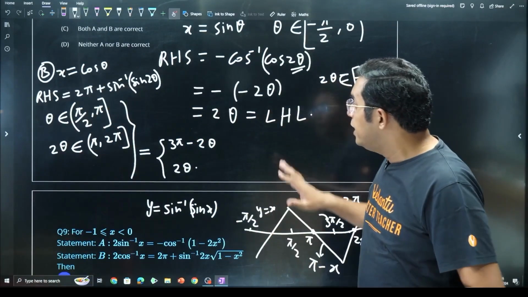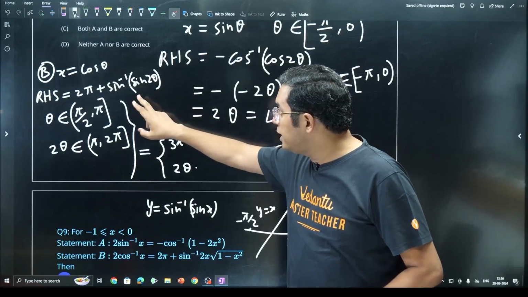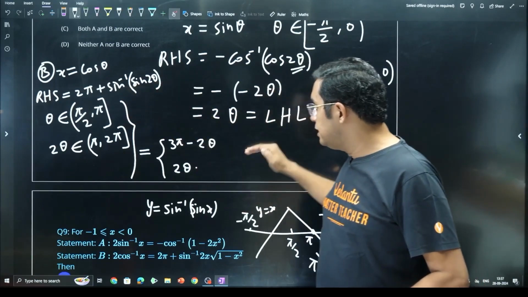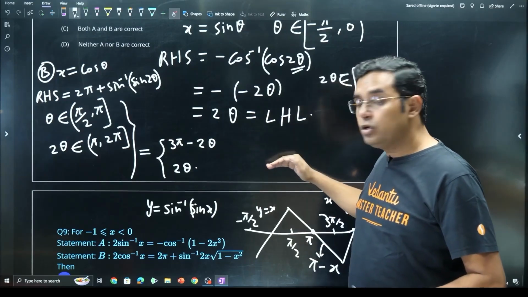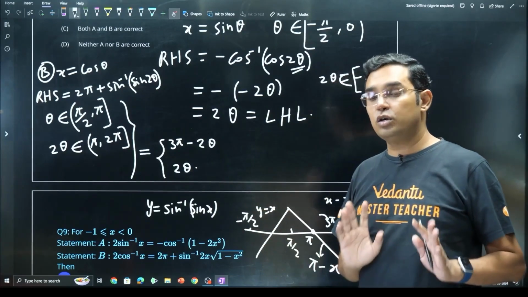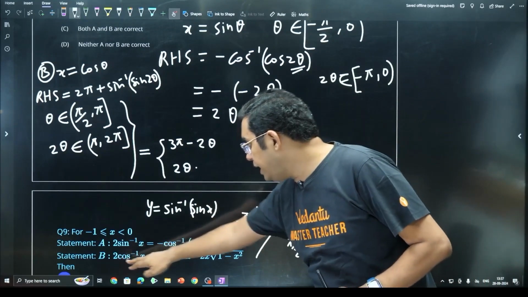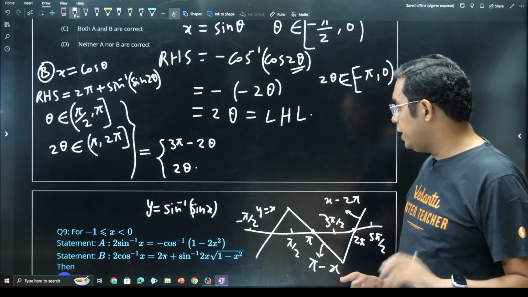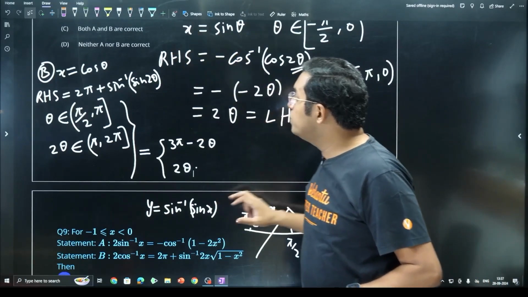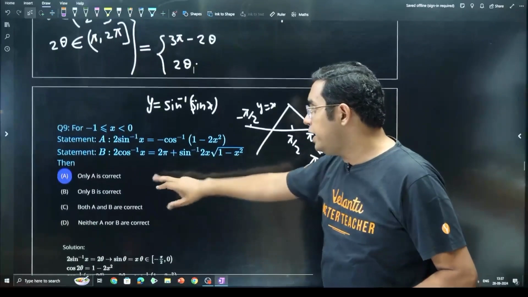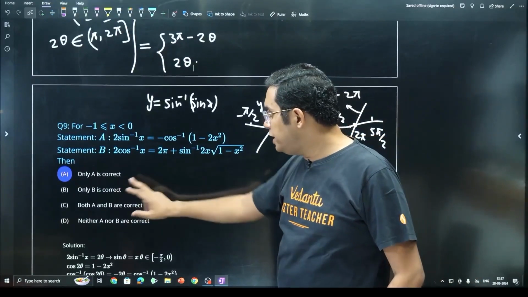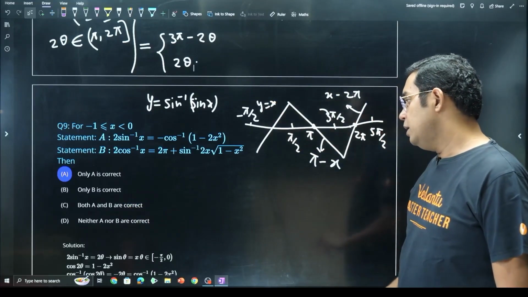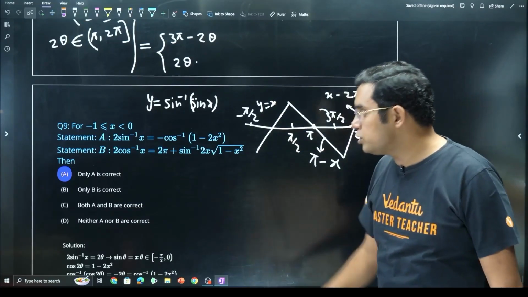I hope you are getting it: after putting cos theta, we are getting two definitions for this RHS. One, 3 pi minus 2 cos inverse x, and another is 2 cos inverse x. So this is not entirely equal to 2 cos inverse x for all x belonging to 0 to minus 1. Okay, so the answer has to be only A is correct. The other options, B is correct, I think that is wrong. Both are correct, both are incorrect, or neither A nor B is correct, I think this is also wrong.